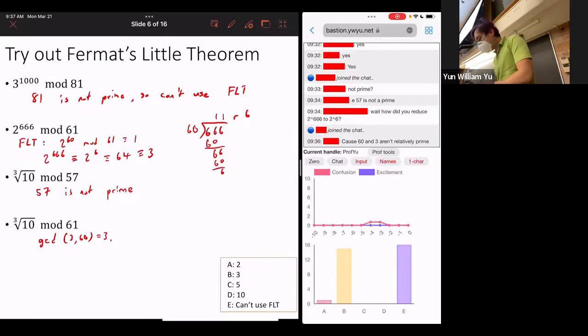Let's see. So you'll notice that some people answered B for 3. Now, if you had answered B, one of the things that you should do is check your answer. So the question is, is 3 a cube root of 10? Well, what is 3 cubed? 3 cubed is congruent to 27 mod 61, which is not congruent to 10. And so if you had somehow gotten the answer 3, that would have been wrong, and you would have known that it was wrong if you just plugged it back in.